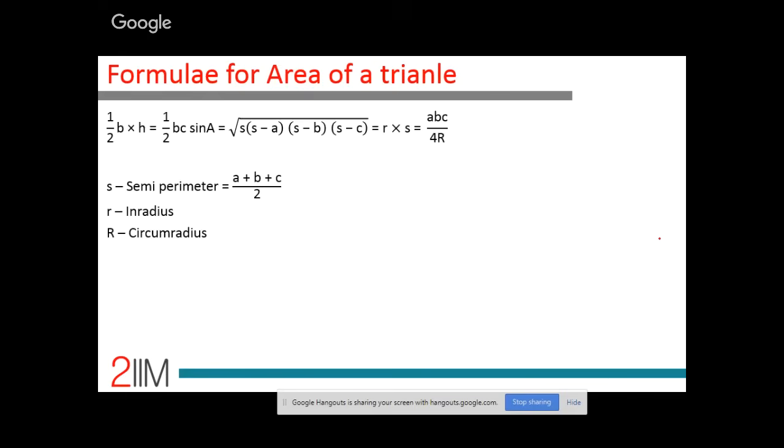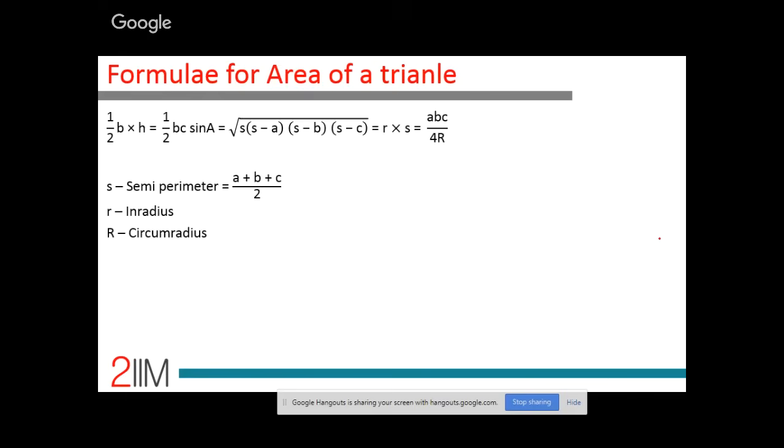It's also equal to ABC by 4R. And so all of these are formulae for the area of a triangle. Very often we'll use more than one of these to find something else. So if you're given an equilateral triangle, it's very easy to find the inradius or circumradius. Suppose you're given a triangle which measures sides 13, 14, 15. How will you find the inradius? 13, 14, 15. How do we find the inradius?